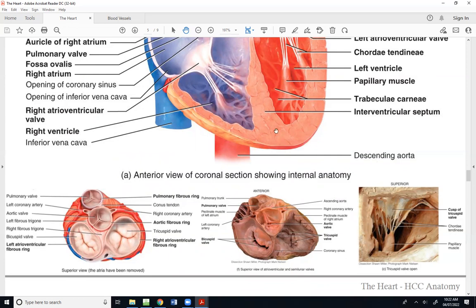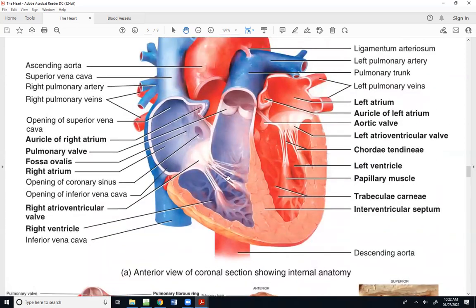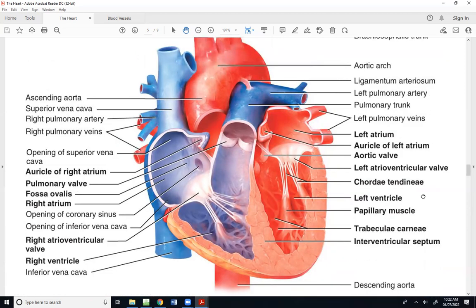Okay, those muscles contract and pull on those heartstrings, and they prevent the valves from flipping inside out, which would allow the blood to go back up and into an atrium when the ventricles contract. So they essentially, once again, prevent blood from going backwards.